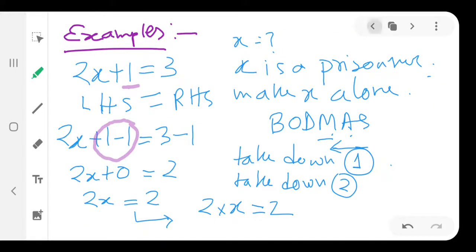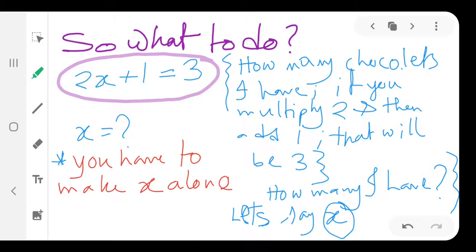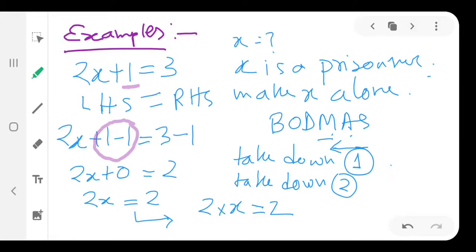So at the starting, this was our question: how many do I have, if you multiply by 2 and add 1, you will get 3, right? So I have to make x alone. For that, I have remembered the BODMAS rule. See, addition is at the last, so from the last you have to take out. Addition is the weakest friend, not the best friend of x. What is the best friend of x? 2. Or if division was there, then the division one.